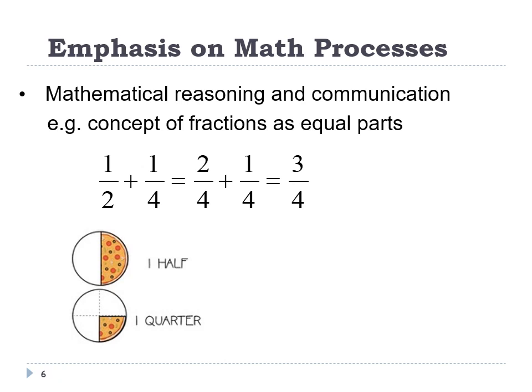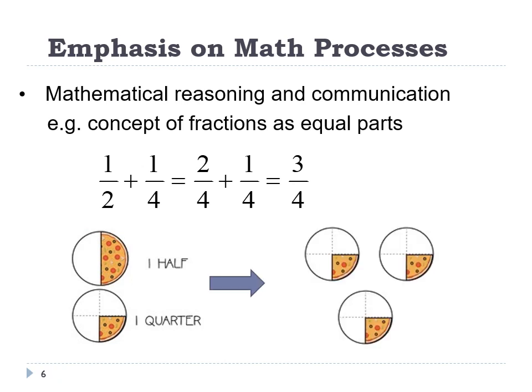So if we have 1/2 and 1/4, when we convert 1/2 to 2/4, we are finding the equivalent fraction. And why are we doing that? Because the concept of fractions is equal parts. So we need to convert those fractions into equal parts. In this case, quarters. And altogether, there are 3/4.